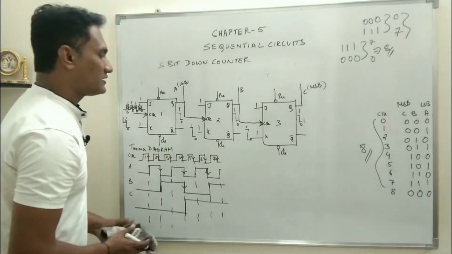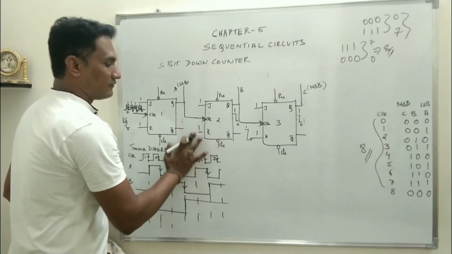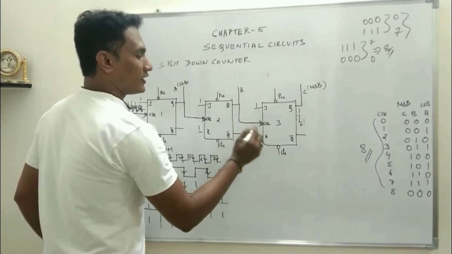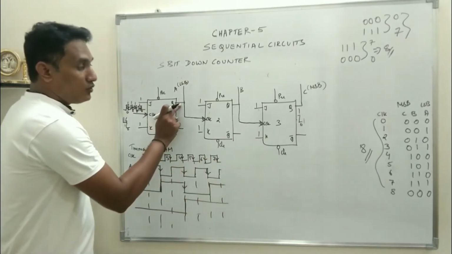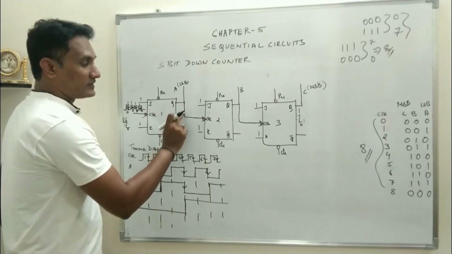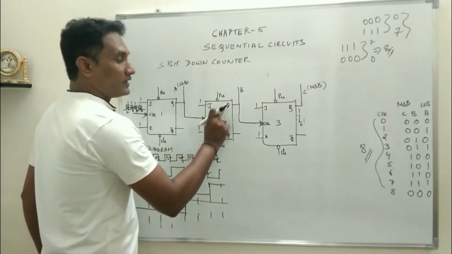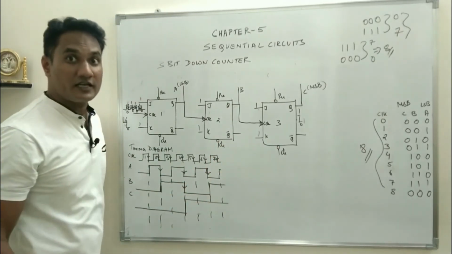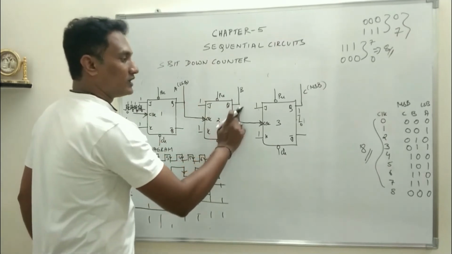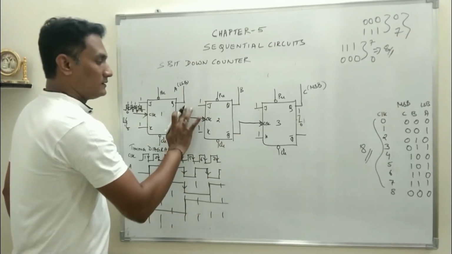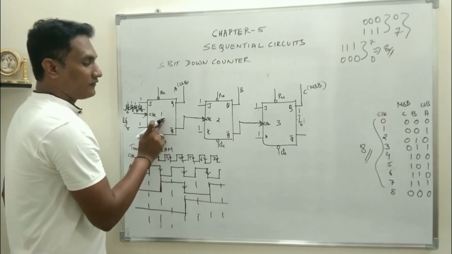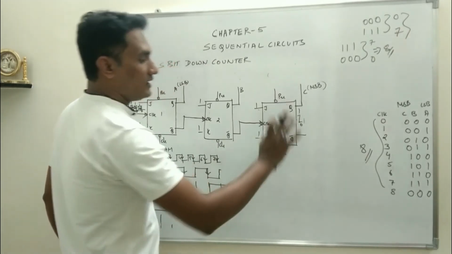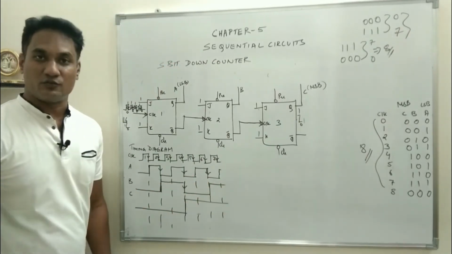So the only modification which has to be done in the circuit, please see the circuit. For the up counter, the Q output of the first flip-flop is connected as the clock input for the second. The Q output of the second flip-flop is connected as the clock input for the next stage. The modification to design a 3-bit down counter is that now the Q bar output of the first is connected as the clock input for the second. The Q bar output of the second is connected as the clock input for the third. So this is the only modification which has to be done.